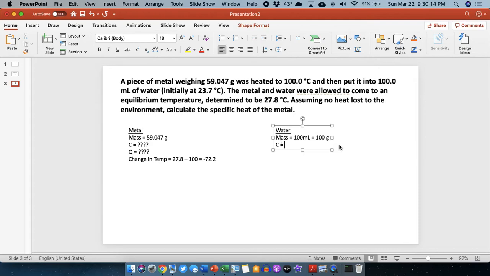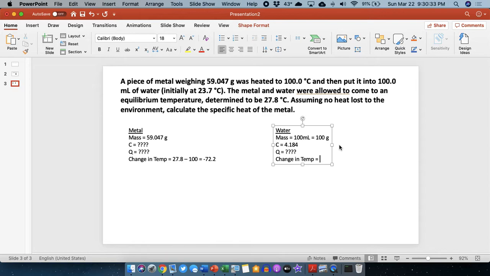Do I know the specific heat of water? Well, it's not given to us in the problem, but remember I said that's the one you sort of should know. That's 4.184. Q of the water, I don't know that one either. Change in temperature of the water. Let's see if I have enough to put together the change in temp.